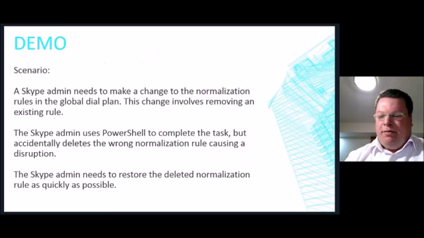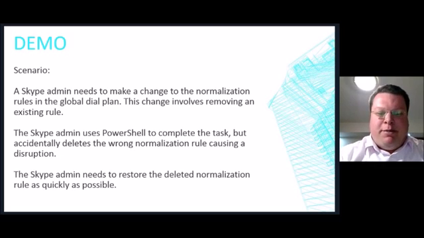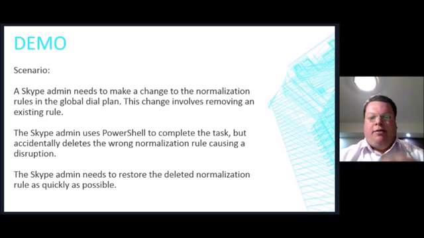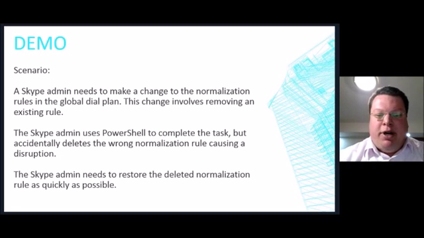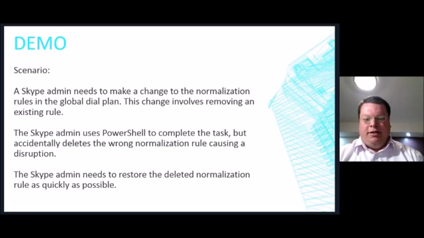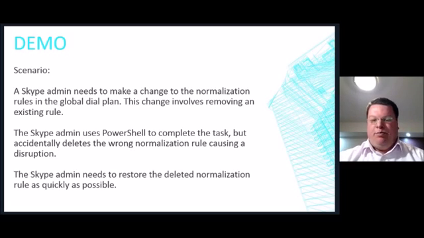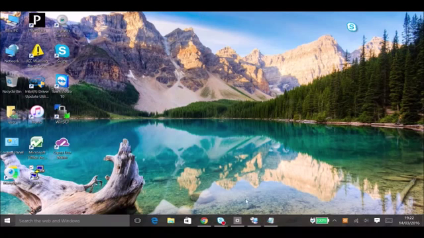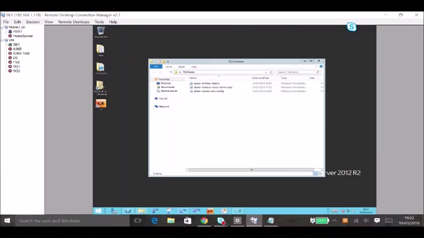So I'm going to make a quick demonstration. We'll base it on this scenario here: like I explained, I need to make a change to a normalization rule. I've accidentally deleted the wrong one, and I need to restore. How would I do that using the backup script? Just bear with me for a couple of minutes while I switch my video feed. So hopefully you can see my screen.